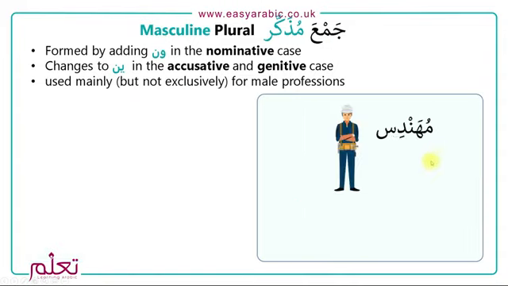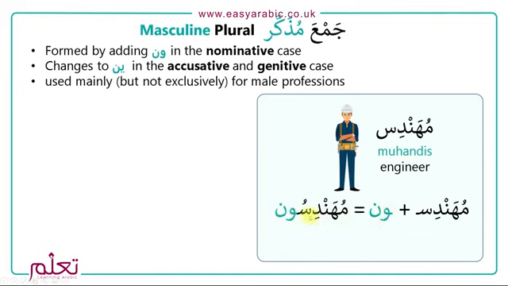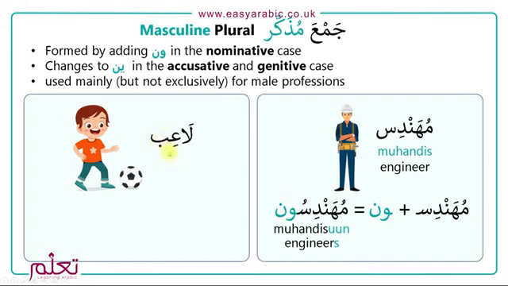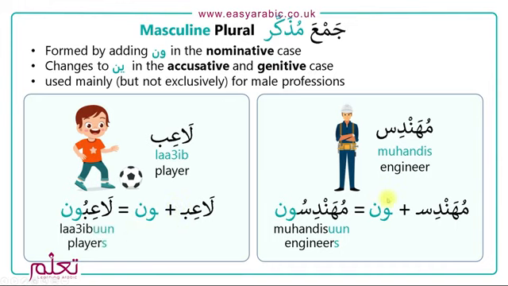Okay, next one we've got muhandis. We covered this earlier on. Muhandis, engineer. So here we're going to take muhandis, add the waw noon, and it becomes muhandisun, which is engineers. Then we have la'ib, which is a player. So we take la'ib plus the waw noon equals la'ibun, which is players. So muhandisun and la'ibun.